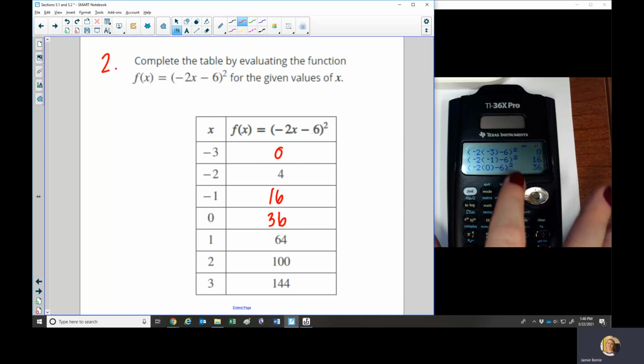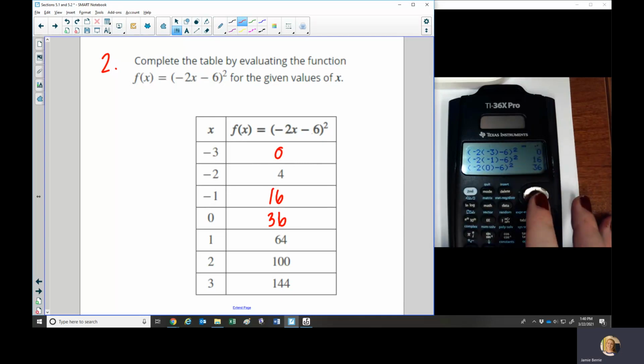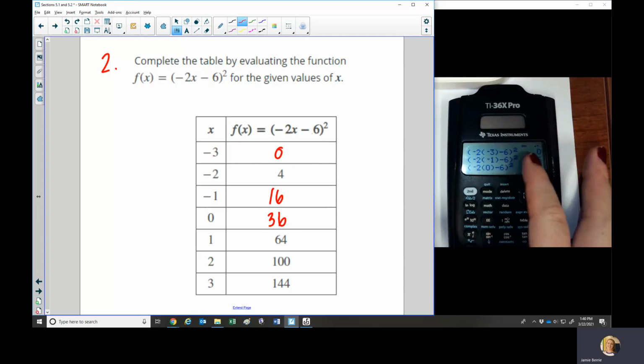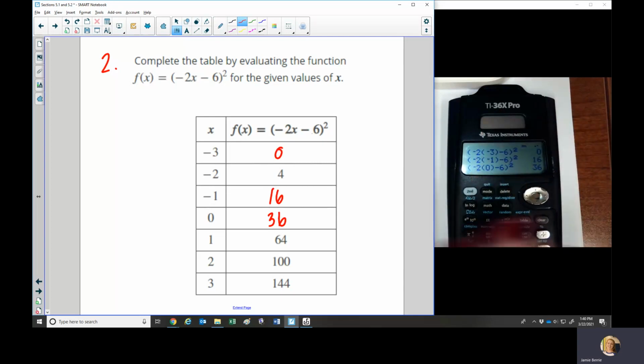So see, that makes it a little bit easier. You don't have to retype everything each time. So if you do have a TI-36X Pro or any multi-line calculator, you can do that. All right, so our table's filled in. Filling in a table or completing the table is a good skill to have whenever you go to graph functions. So make sure you know how to do that, how to fill in a table.